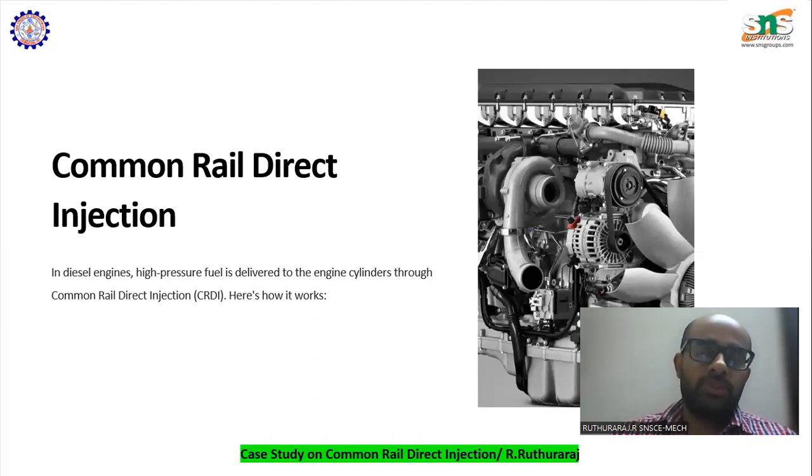SI engines use petrol as fuel, and CI engines, or compression ignition engines, use diesel as fuel. SI engines or petrol engines are predominantly used in two-wheelers as well as four-wheeler cars.